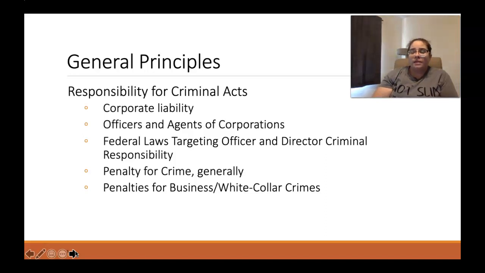And one thing for you to take into consideration is that at the federal level, for example, after the 2008 recession, the Democratic Senate and House pushed really hard for there to be federal laws that target officer and director criminal responsibility for engaging in acts that they know to be inherently risky, both to their corporation, to their investors, and to the financial market at large, to dissuade people from acting in a similar way, right?